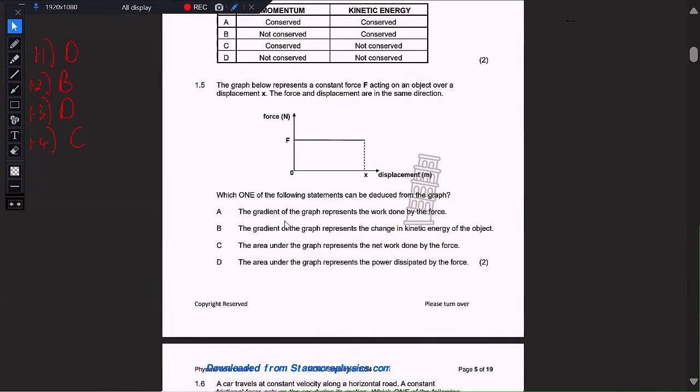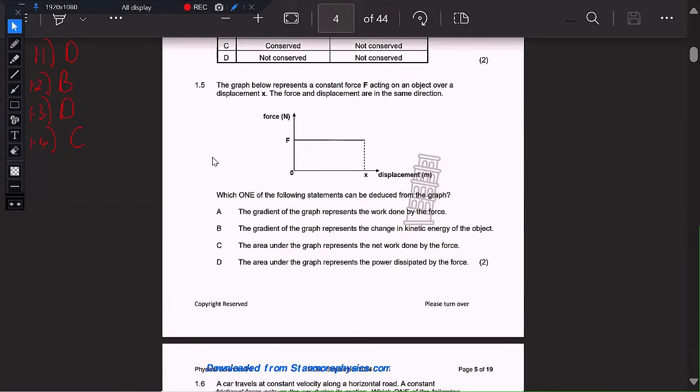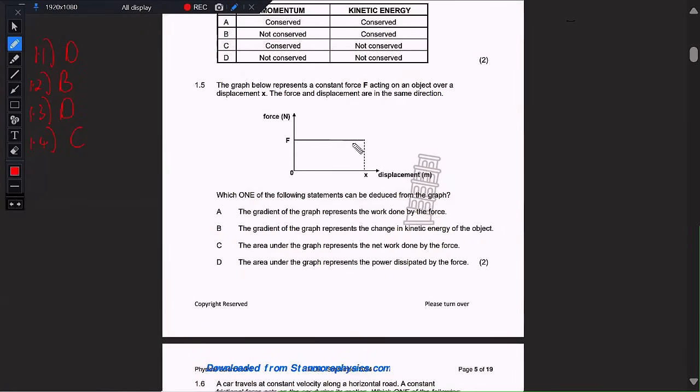The gradient of the graph represents the work done by the force. Not quite, because as we can see here, this is just a horizontal line. And our knowledge of maths tells us that the gradient of a horizontal line is always equal to 0. So that would not be representing the work done by the force, because the work done by the force here is unfortunately not 0. Right? So the gradient of the graph represents the change in kinetic energy of the object. Not even close. So A and B, completely incorrect.